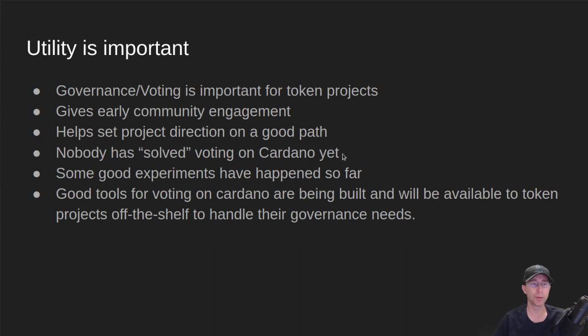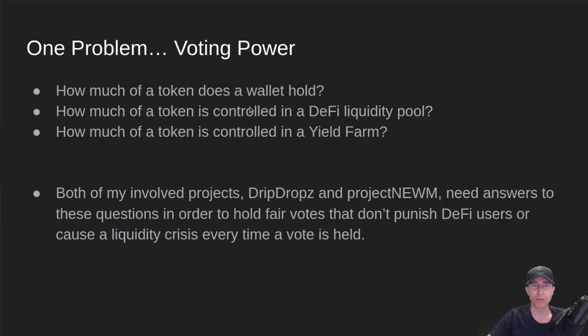But I believe that we will very soon have some good off-the-shelf voting tools for Cardano, and they will be available to just pick up off the shelf. You need to do governance voting with your project, with your token, and you'll be able to do that. So that's what we're talking about today: how do we solve the problem of how much voting power do you have?